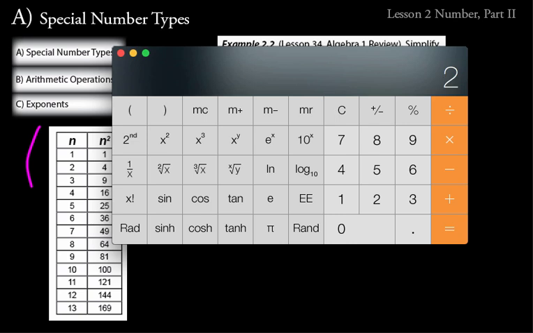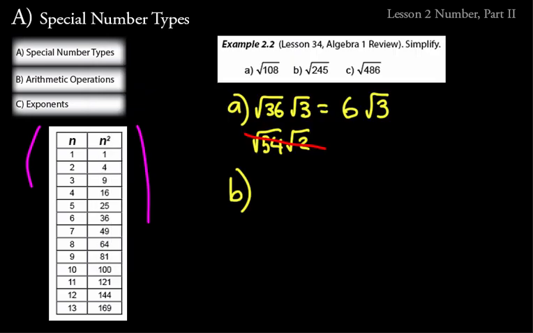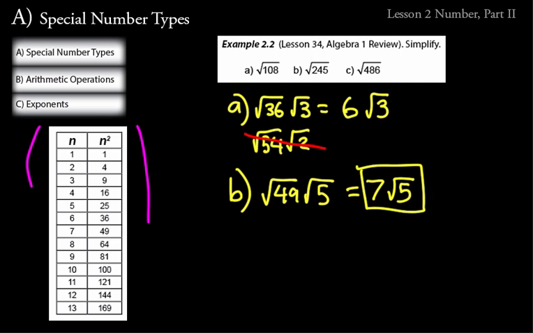How about 245 divided by 49? Oh, well, that equals 5. And the square root of 49 is 7, right? So we can say the square root of 49 times the square root of 5 is equal to 7 times the square root of 5. So there it is. 7 times the square root of 5. We simplified that. C, the square root of 486.